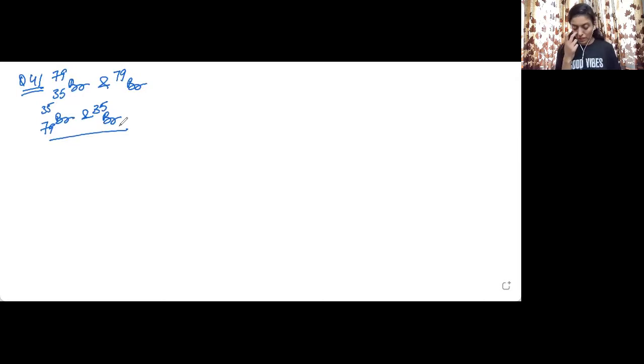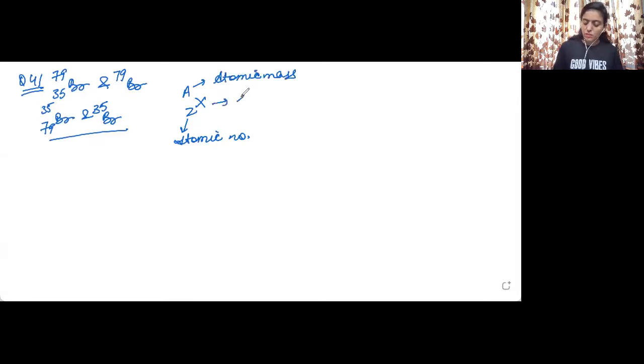Now, first of all, by convention, we know that the symbols of elements are given as X with Z and A. That is the general symbol of the element. Z is the atomic number, A is the atomic mass, and X is the symbol of the element. Because by convention we use this, we cannot write it the other way around. We need to write the atomic number here and the atomic mass here, and we cannot reverse it.